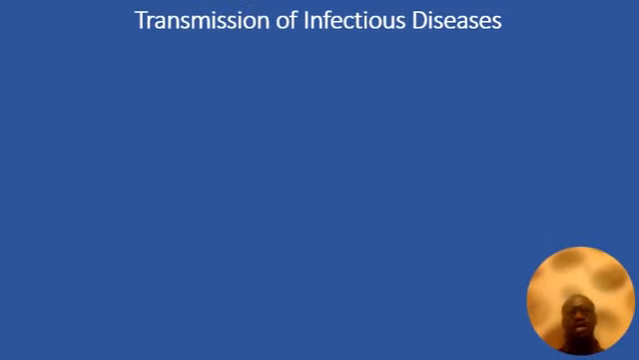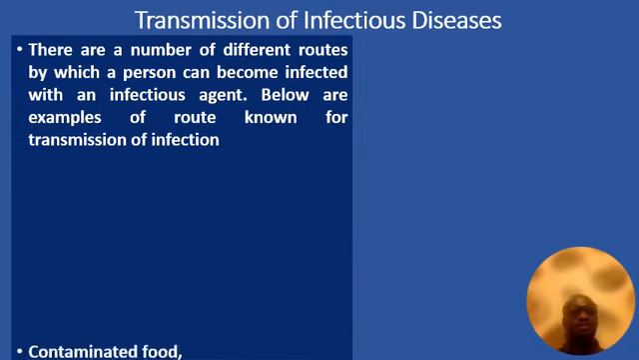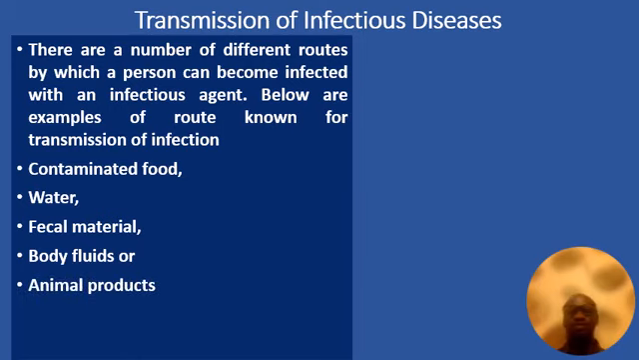Now, how are infectious diseases transmitted? Infectious diseases are transmitted by certain routes, such as number one, contaminated food, contaminated water, fecal materials, body fluids, animal products, and air. These are routes of transmission. When food is contaminated, it can lead to outbreak of infectious disease, as well as water.